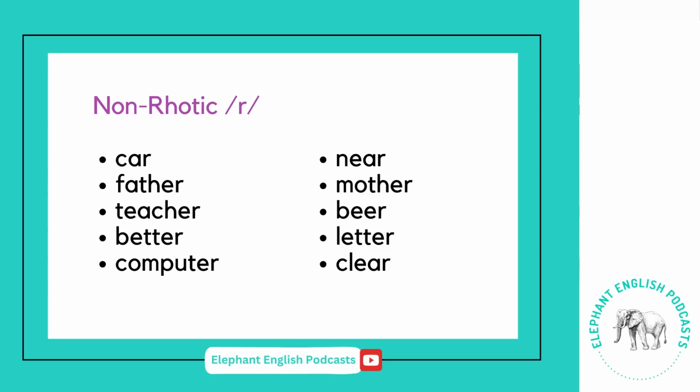In American English, the R is rhotic. That means that in British English we say car and father, but in American English the R is more R. Car, father, teacher. I'm obviously not American, so I don't do the American accent perfectly, but you can see the difference between teacher in British English and teacher in American English.